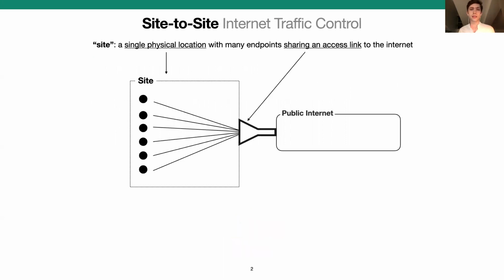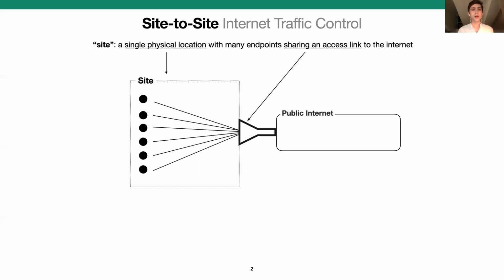Well, first, by a site, I'm broadly referring to any single physical location where there's many different endpoints sharing the same access link to the internet. So some common examples of this would be a university campus network like MIT, a company office network, or even a particular data center from a cloud provider like Amazon's US West data center.